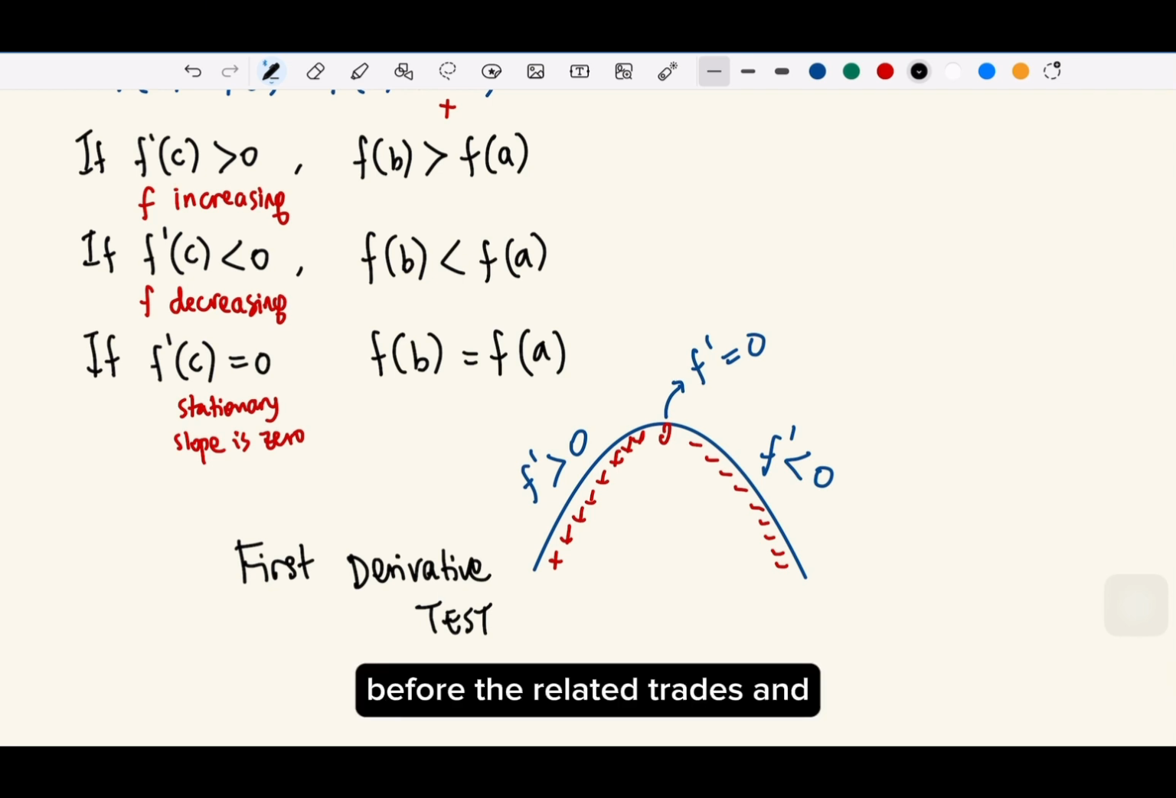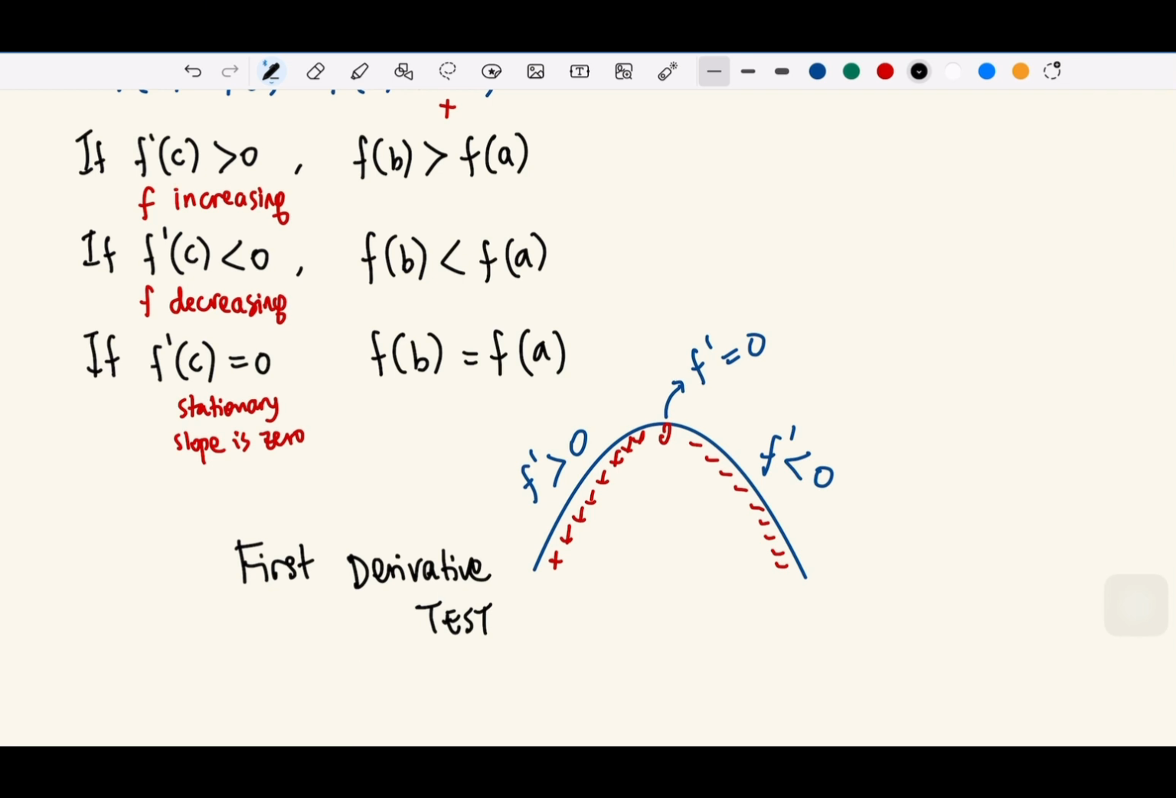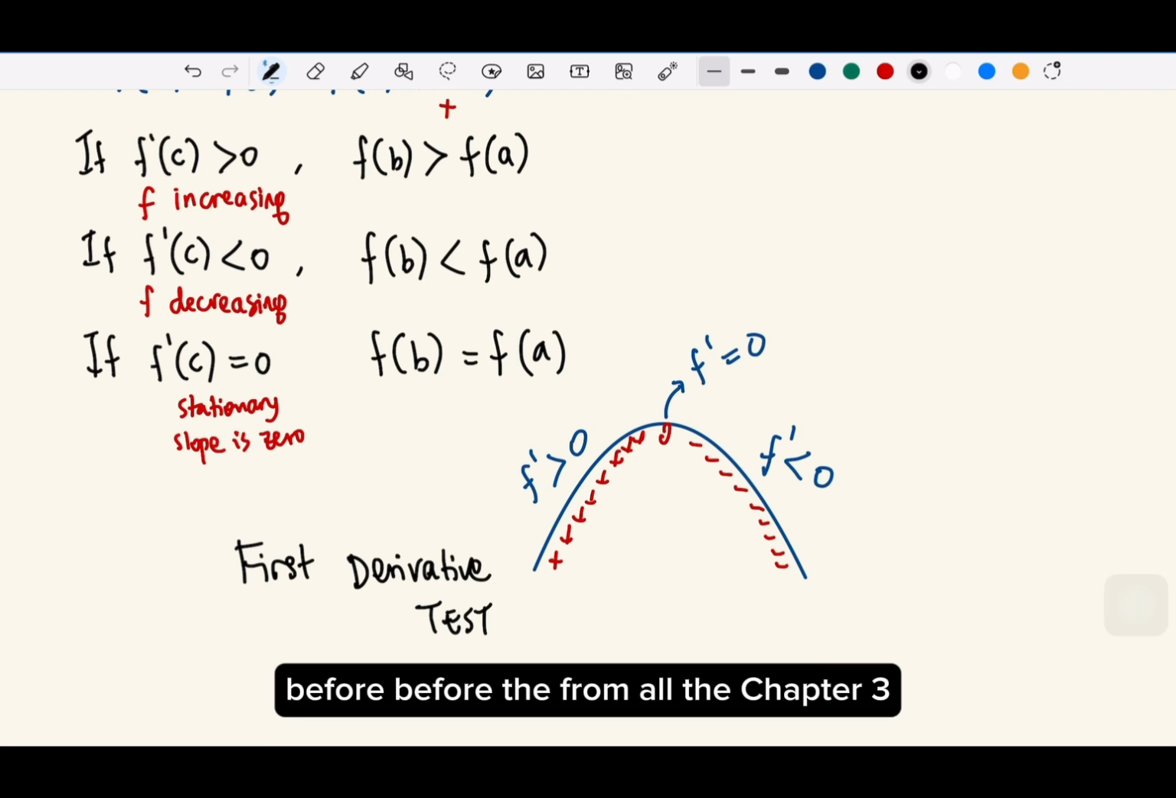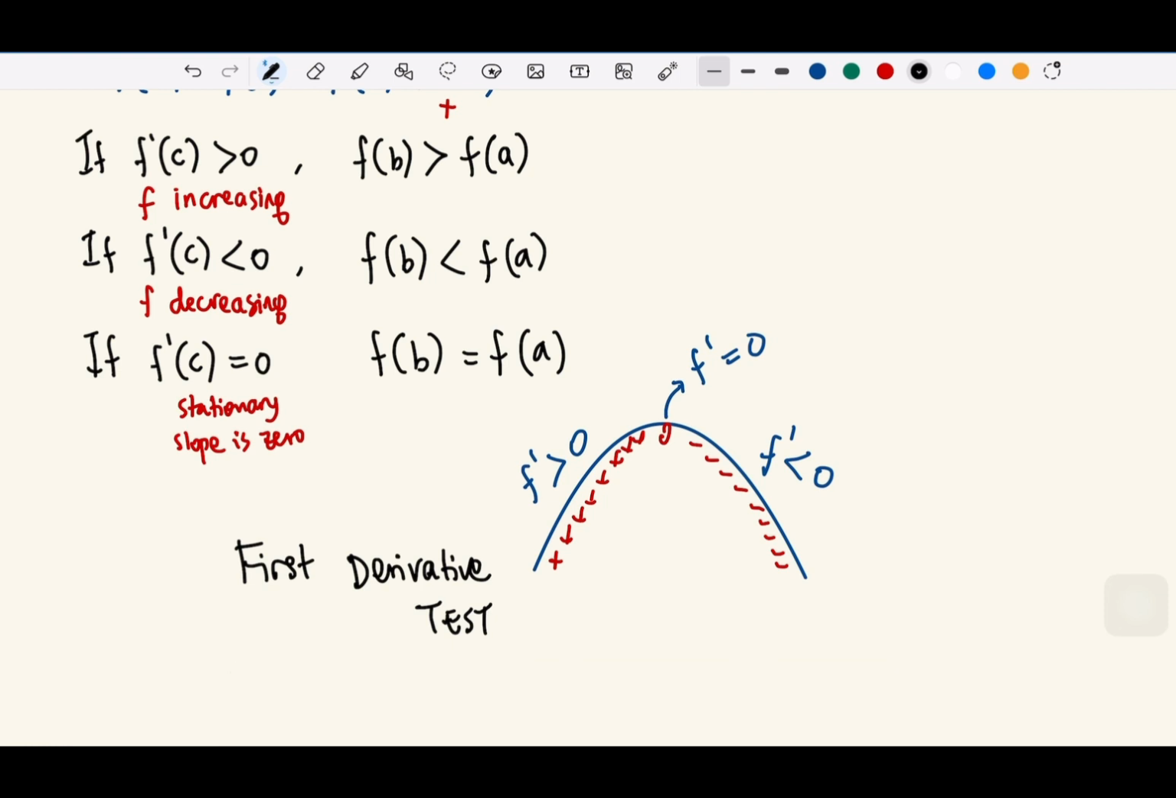Before the related rates and the linear approximation. Only chapter 3, but before related rates and linear approximation. Chapter 3, yeah, basically everything before related rates. So it includes differentiation and integration. Alright.